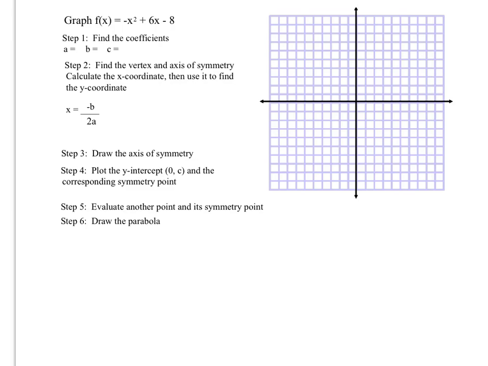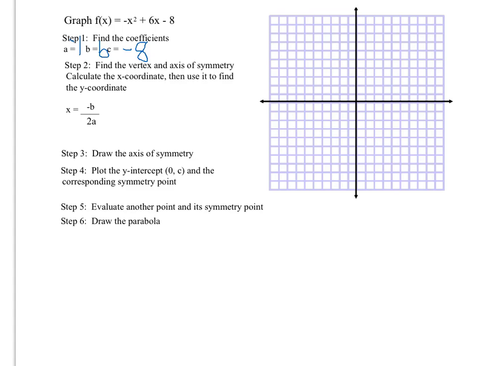Here we're going to run through another example, but this time it's going to be a little bit quicker than the last one. And again, you can work this on your own. You can go back to the other one and get a little more step-by-step instruction on it. But again, we're just going to go through the steps on this, identifying first a, b, and c. So a in this case is going to be -1, b is going to be 6, and c is going to be -8.